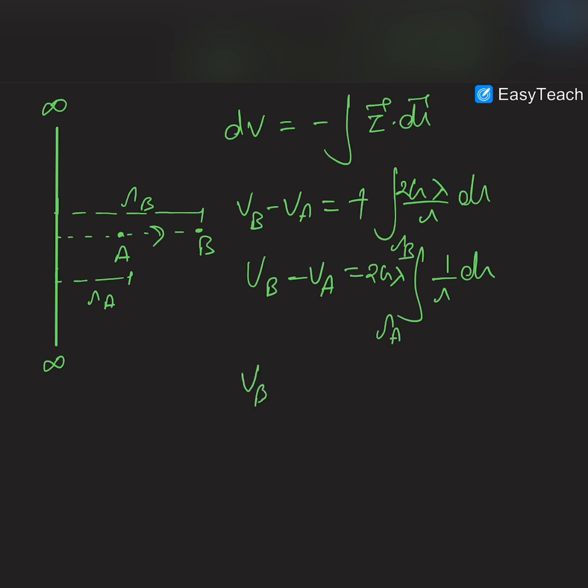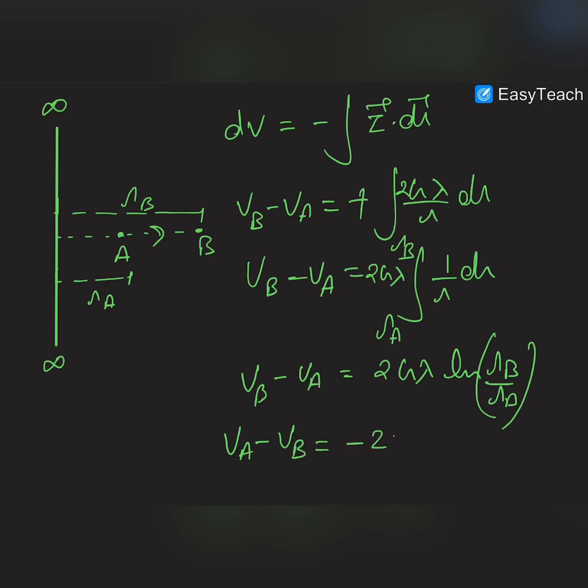So VB minus VA will be equal to 2G lambda ln RB by RA. And you know that we have to represent the gravitational potential with a negative sign, because this negative sign represents that the gravitational field is always attractive. So VA minus VB will be equal to minus 2G lambda ln RB by RA. This is the potential difference due to a linear wire.